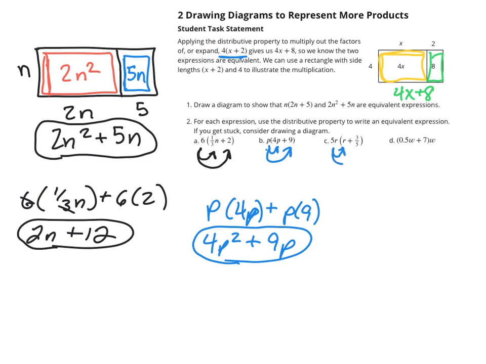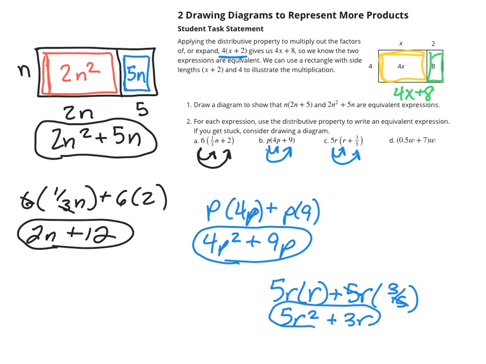Okay, distribute through. 5r times r plus 5r times 3/5. This first one is 5r squared. Here I can simplify that fraction, plus 3r. Of course, I'm running out of space. Normal problem with me.